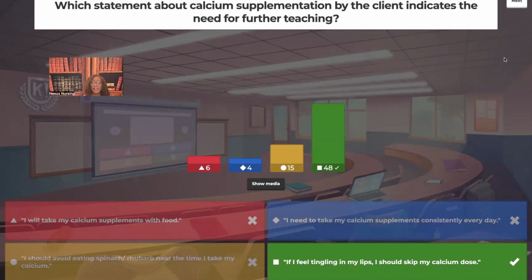The correct answer, if I feel tingling in my lips, I should skip my calcium dose. Think about it. I just told you what that paresthesia is, right? So that tingling in the lips, that's a sign and symptom of what? Hypocalcemia. Patient's calcium level is low. Why would they skip their dose of the calcium supplement? They need that calcium. If anything, they need to take that calcium supplement and notify the healthcare provider. All of the other options are correct. These are good things to do. That's why it doesn't require further teaching. Okay?